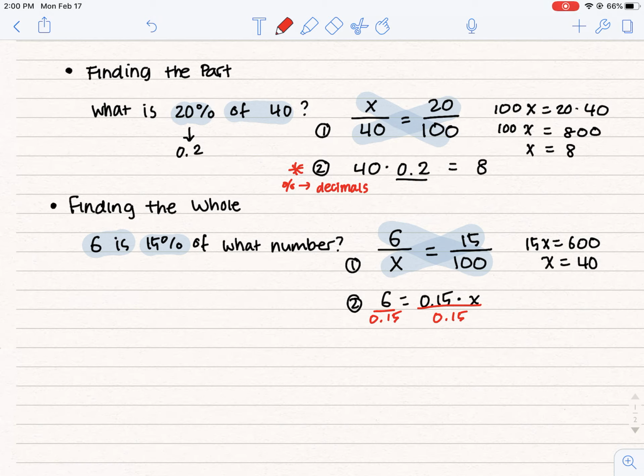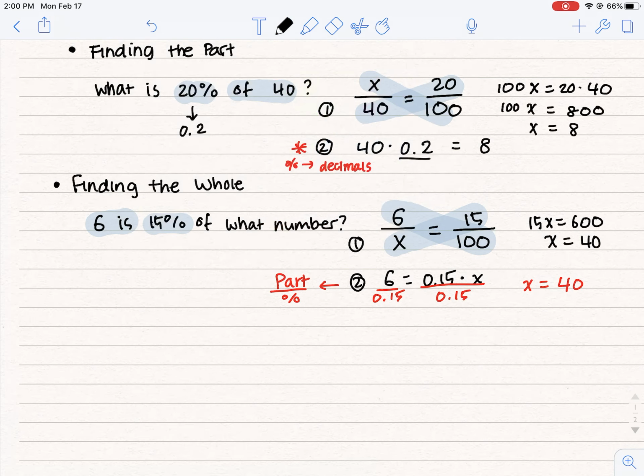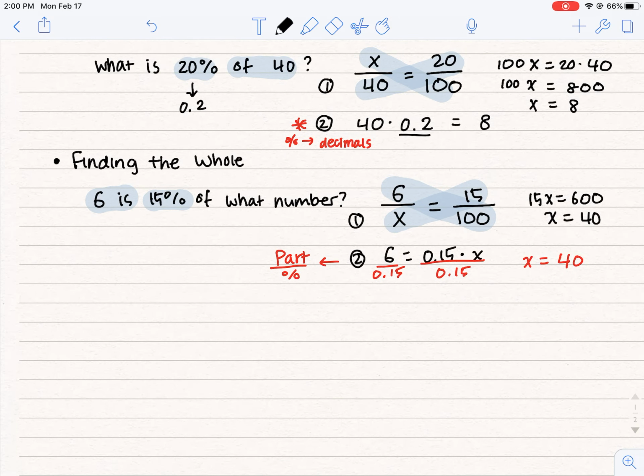So what you're going to do is part divided by percent. Okay, so this is part divided by percent. You can do that for a second way. So if you do that, you can use a calculator for this one. I'm not going to limit you guys to the operation. 6 divided by 0.15 is going to be 40. So you're going to have the same number again for both of the methods.